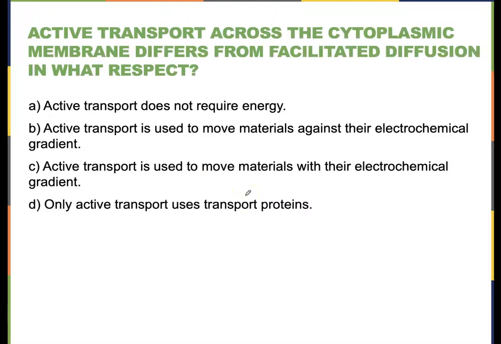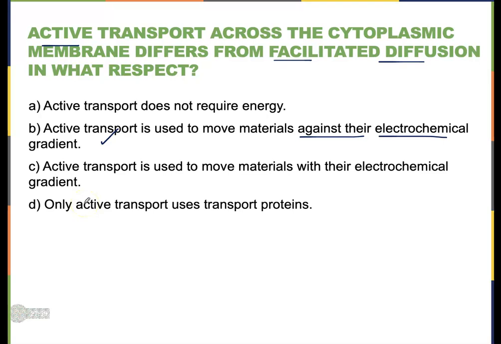Active transport across the cytoplasmic membrane differs from facilitated diffusion in what respect? So we have active transport and we have facilitated diffusion. The answer is B. Active transport is used to move materials against their electrochemical gradient. Electrochemical just means that some things have a charge, but it moves against their gradient. So you're not moving from high concentration to low concentration. You're actually moving from low concentration to high concentration.